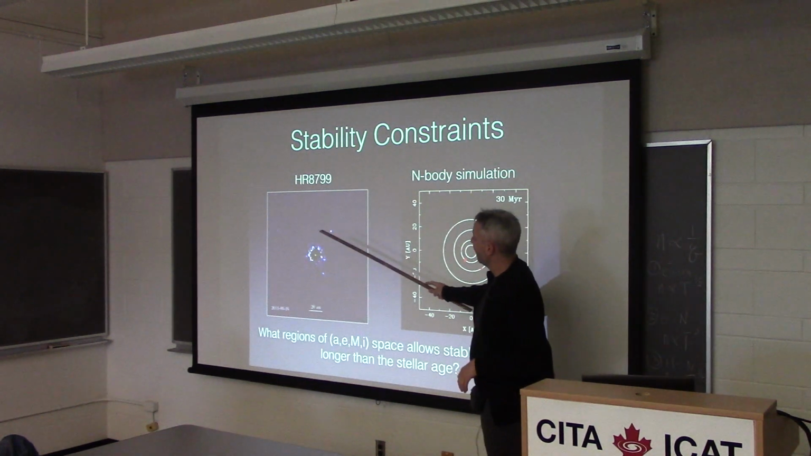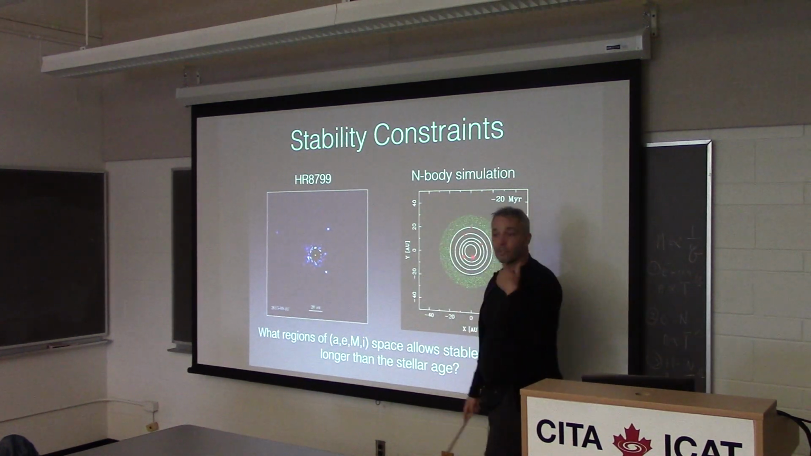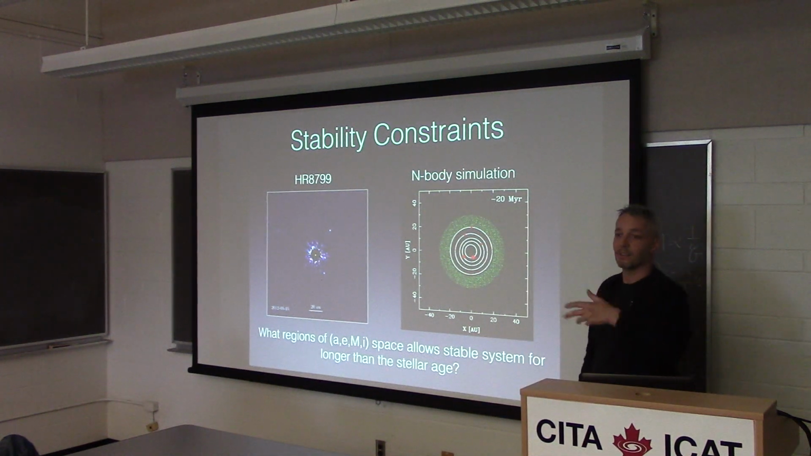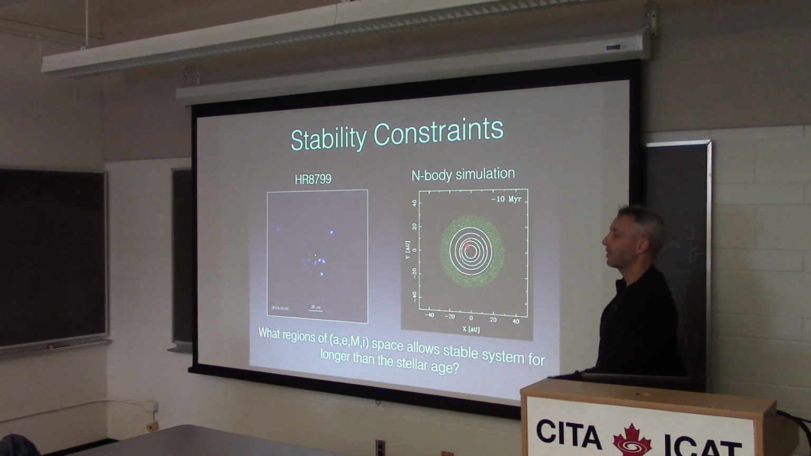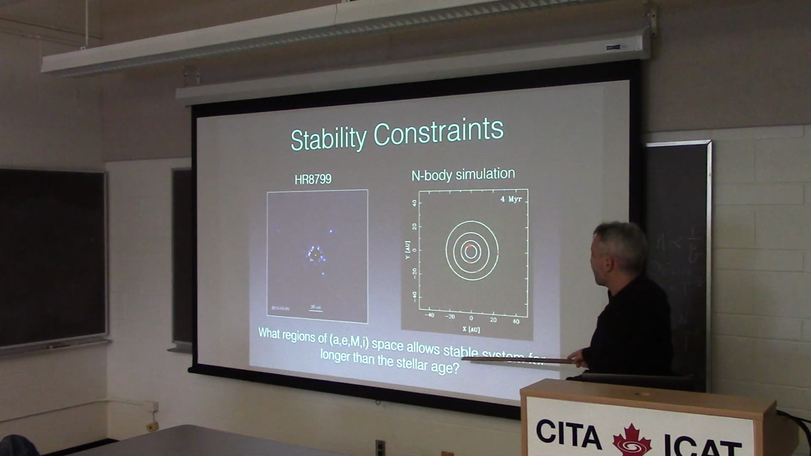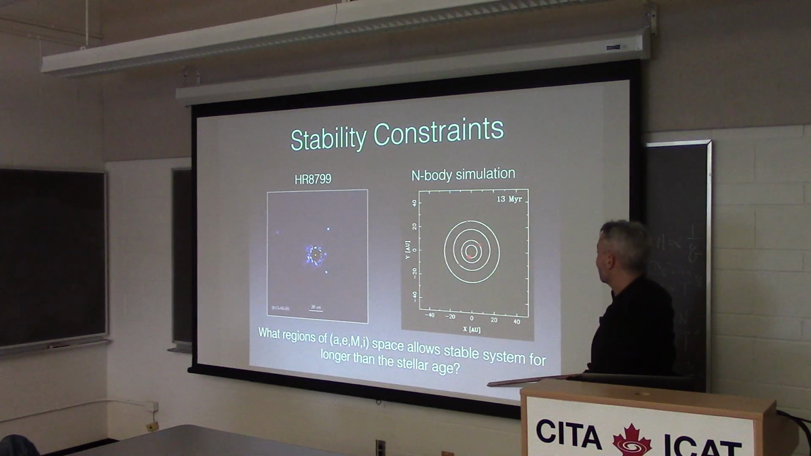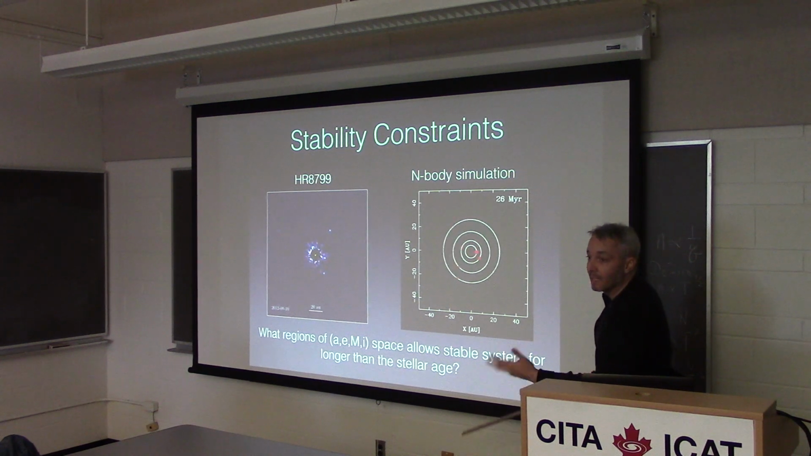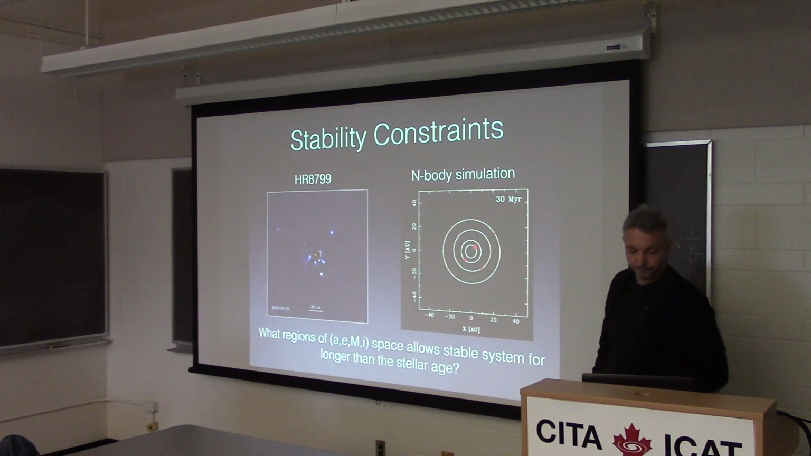They've done that on that system, but you also do that on radial velocity data, transit data. It's a very common approach, right? So that's the meaning of this: what region of the parameter space allows for stable systems for a time longer than the known age of the system.